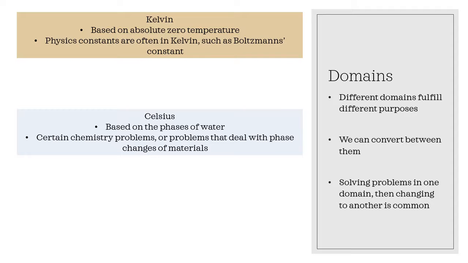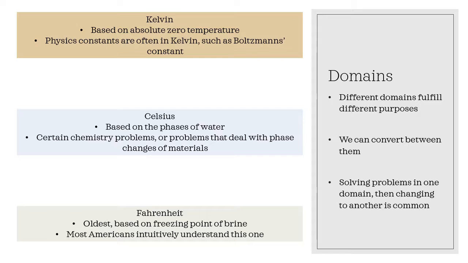Celsius is based on the phases of water. 0 degrees Celsius is frozen water, 100 degrees Celsius is boiling water or steam. And for certain kinds of chemistry problems or materials problems that deal with phase changes, it's often useful to do these in Celsius. You can convert to Kelvin, but that might make the math a little fuzzy with the other stuff, or you can convert to Fahrenheit, but you're going to have to plug in another function to convert everything back anyway. So you might as well just do it in Celsius.